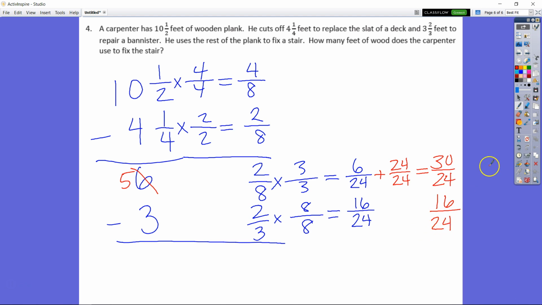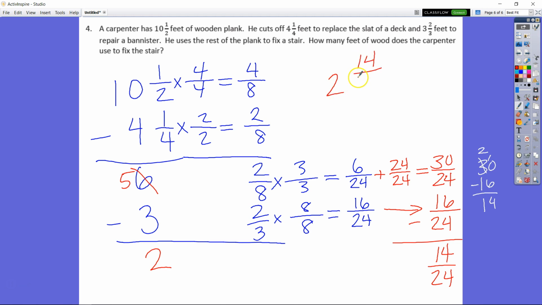14. If you need to, you can still do our subtraction problem. We'll regroup. 10 minus 6 is 4. 2 tens minus 1 ten is 1. 14 24ths. 5 minus 3 is 2. I know that he used 2 14/24 of a foot to fix the stairs.